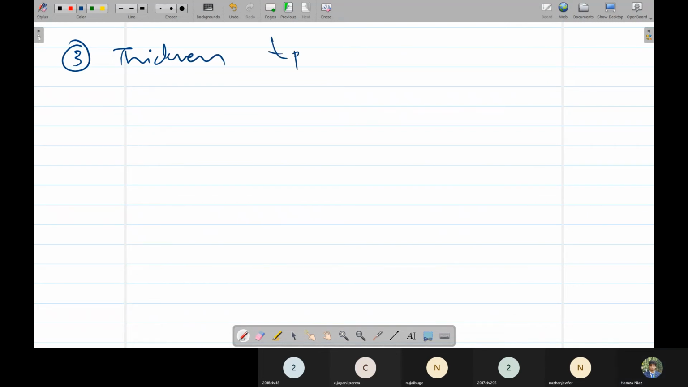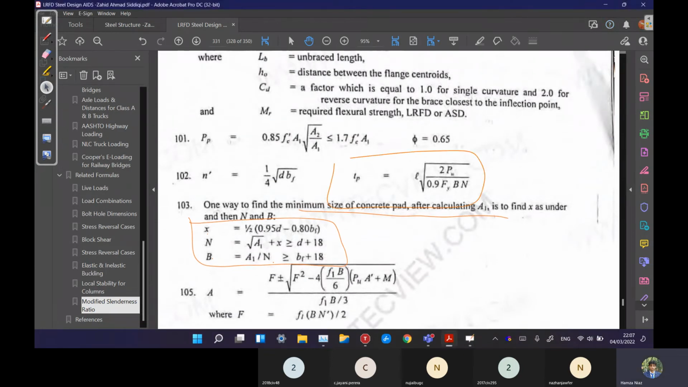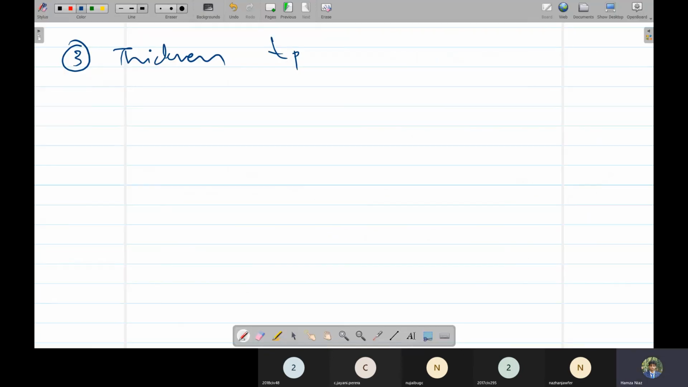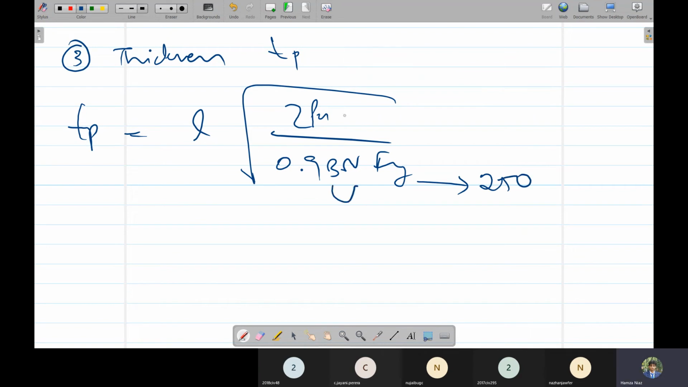Thickness tp. The formula of tp is also given here. tp is equal to L into root of 2 Pu over 0.9 Fy B. As the steel is A36, Fy is equal to 250 megapascals. Pn we have calculated, Pu we know, L we do not know. L would be the largest of m, n and n bar.